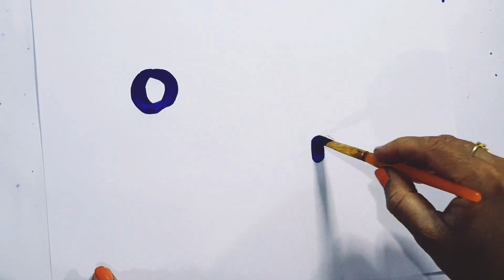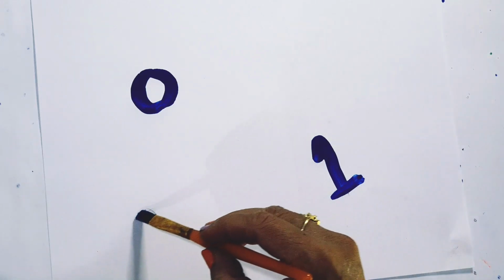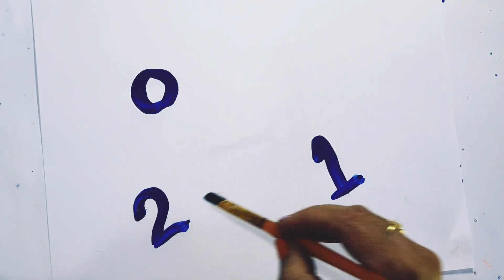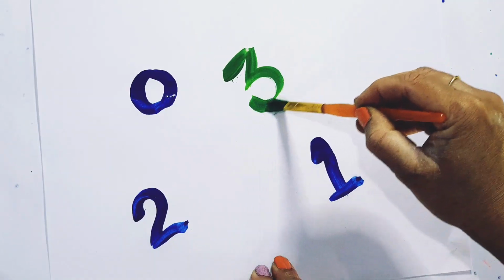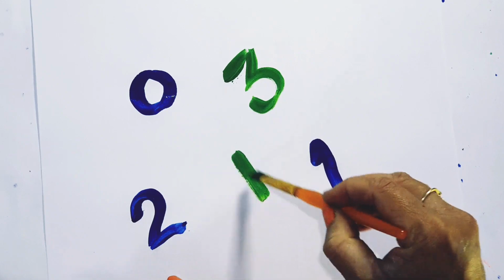0, Z-E-R-O, 0. 1, O-N-E, 1. 2, T-W-O, 2. 3, T-H-R-E-E, 3.